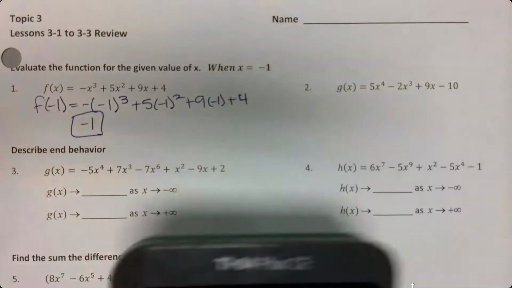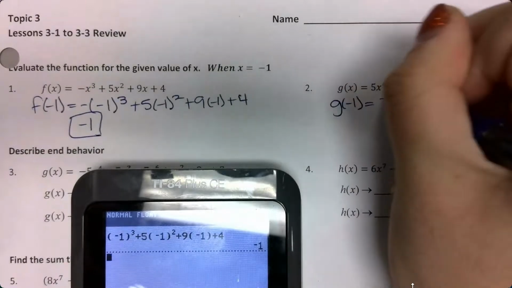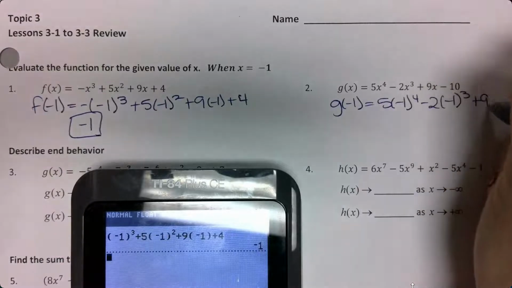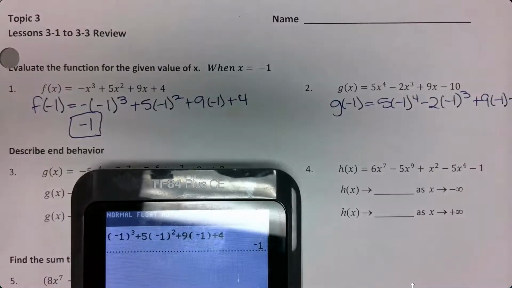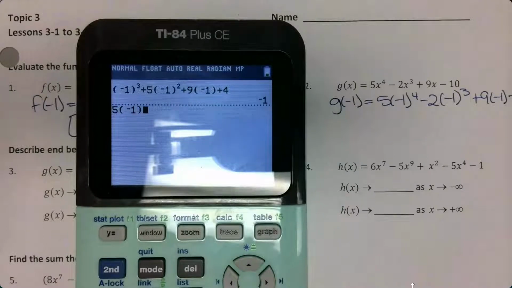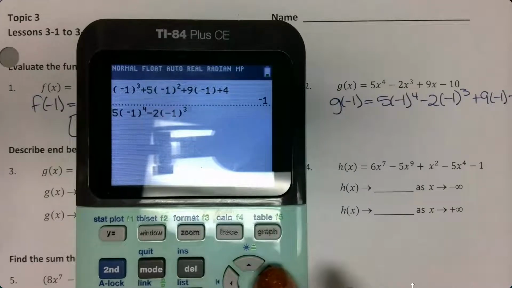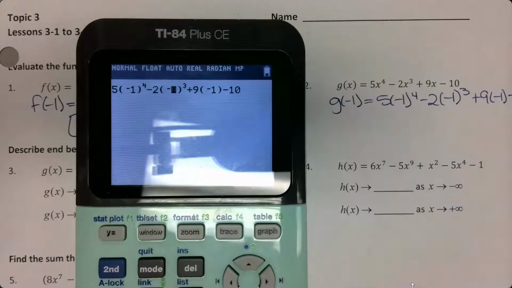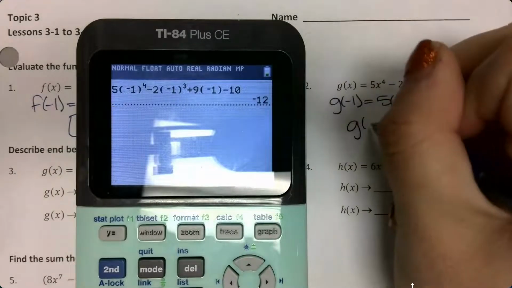Then I'm going to go ahead and do the same thing for my second equation. I'm going to plug in -1 for x. So I'm going to go ahead and type that one again into my calculator. Oops, I think I typed the wrong negative in the spot. Yeah, I did. There you go. This one gives me -12.